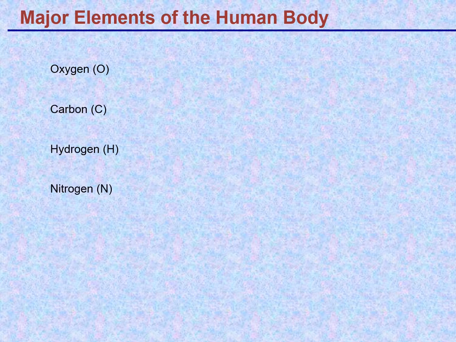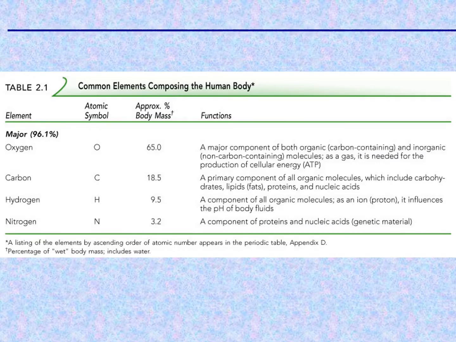The major elements, although there are many others, the four major elements that make up more than 96% of the body include oxygen, carbon, hydrogen, and nitrogen, and their abbreviated symbols are beside that, O, C, H, N. This is a table which you could read. You don't have to know the exact percentages, but you can see that most of the body is made up of oxygen, carbon, hydrogen, and nitrogen.